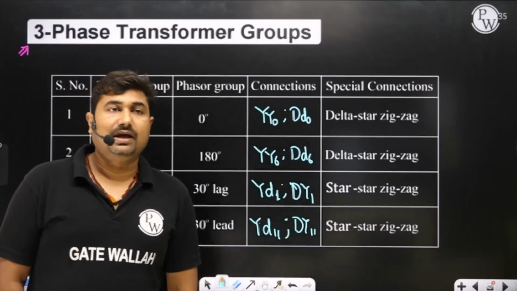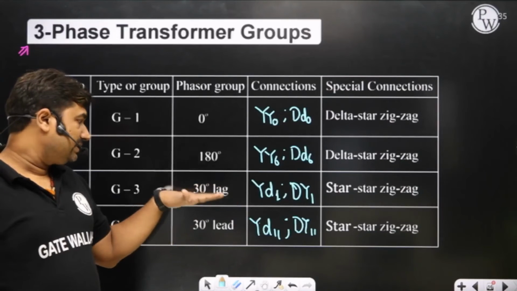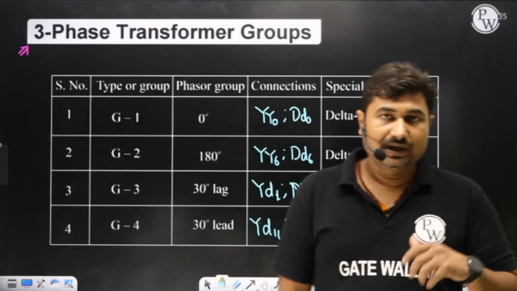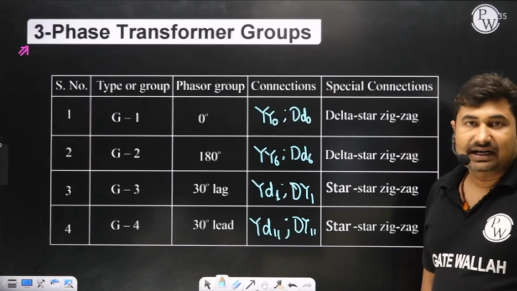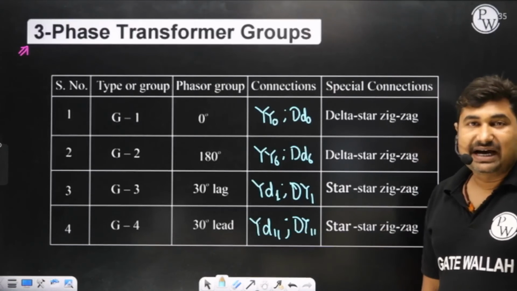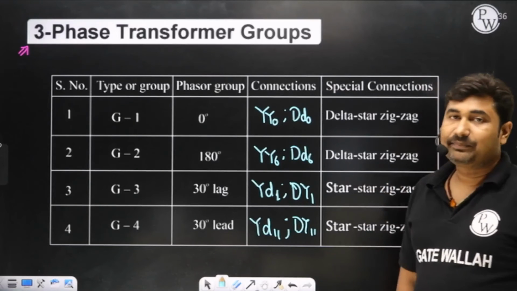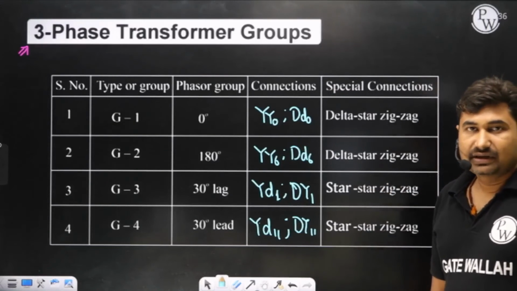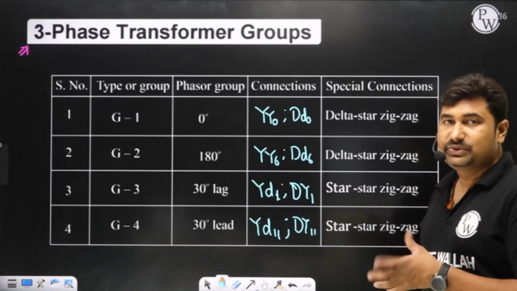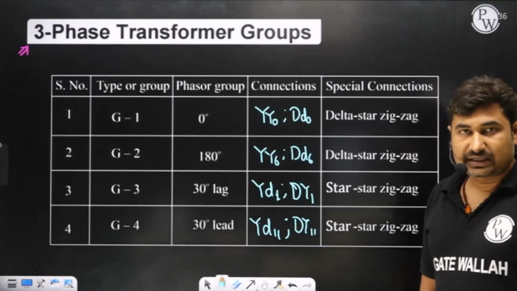No. Actually, you can use G3 or G4 for a distribution transformer or for a power transformer. There is a reason behind the selection of the star delta one in our country, the delta star one or star delta one, which we are going to use for the distribution. We will come to know later on.